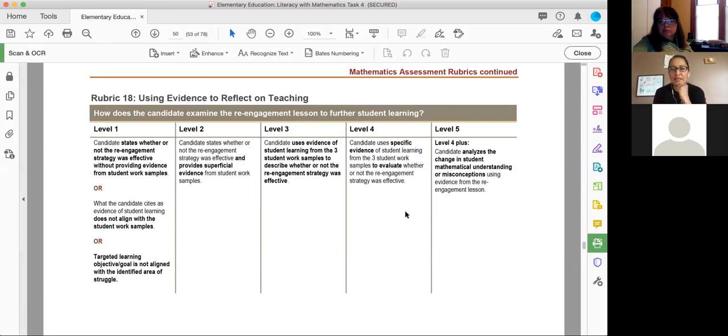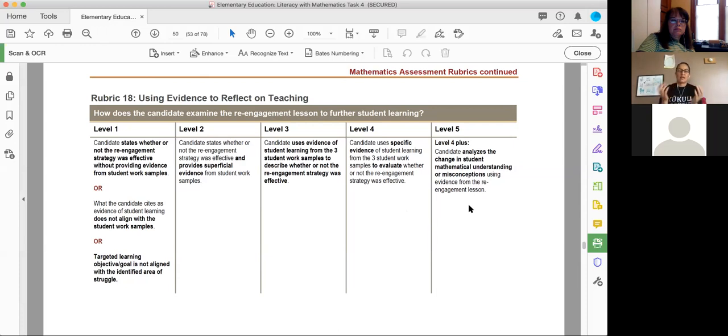The candidate analyzes the change in student mathematical understanding or misconception using evidence from the re-engagement lesson. So, you describe whether it was effective or not. You evaluate what's going on there, and you point to specific work on the students' assessments where it says uses specific evidence. And then up to level 5, you're directly connecting what the students demonstrated on the assessment to your instructional strategies.